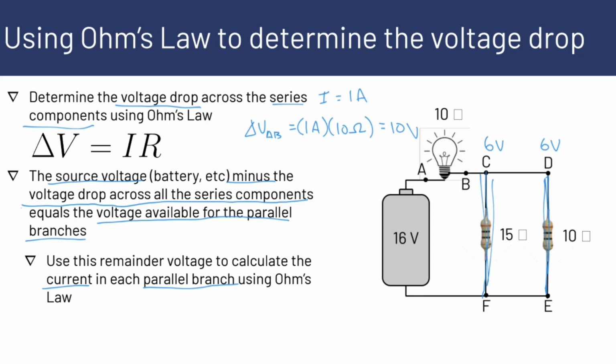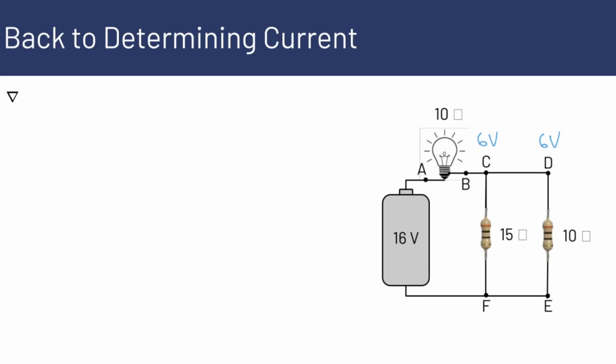Now that we have the voltage that is shared among the two branches, we can go back and determine the current across those branches. Okay, now that we know the voltage across the branches, we can figure out the current.